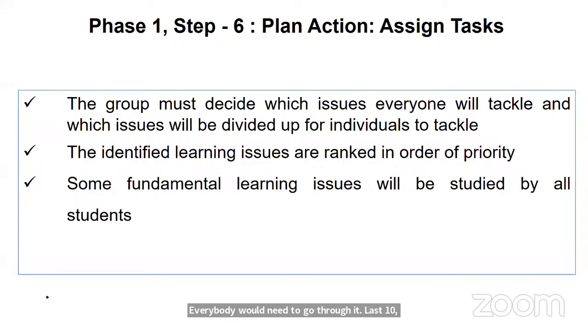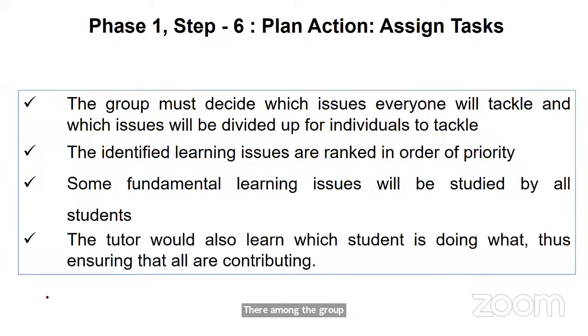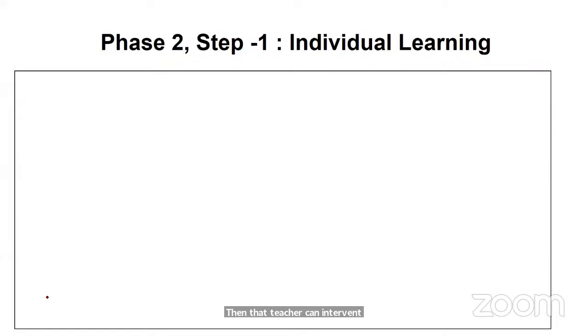So after 2 days, everybody will come with their learning and they will discuss so that the rest of the persons also know the rest of the issues. So it's totally a collaborative thing. No way for competition among the group members. Competition will be among the groups, not inside the group. The tutor would also learn which student is doing what, thus ensuring all are contributing. If the teacher finds out of 5 only 2 students are contributing and 3 students are depending on these 2, then the teacher can intervene there because it's group work.